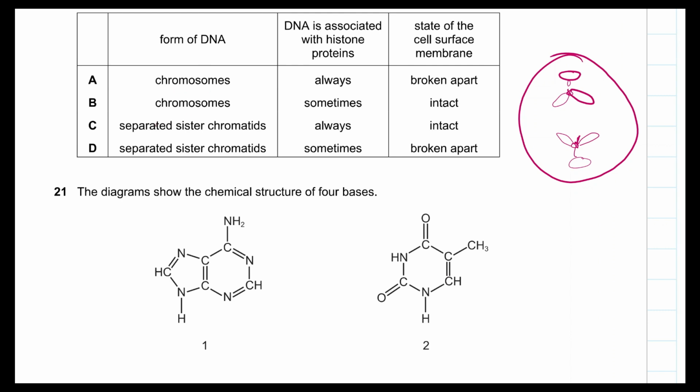Now let's see the suggestions that we have here, the form of DNA. So chromosomes separate the sister chromatids. As I just mentioned, in anaphase, they are separated already. Therefore, they are going to be separated sister chromatids. Now, DNA is associated with histone proteins.